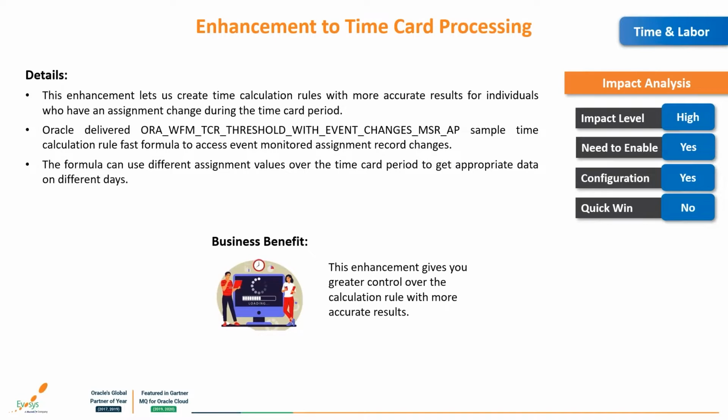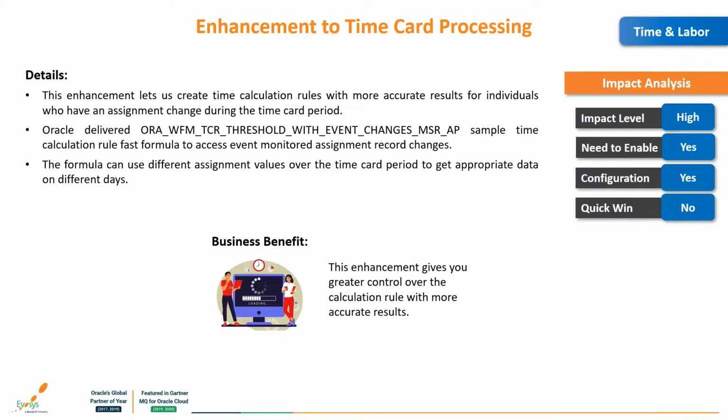The next feature is an enhancement to time card processing. If we have any assignment changes in the time card during the time card period, it was very difficult to actually extract the assignment details and process the time card and the calculation rules. With 22C, Oracle is going to deliver a sample formula with the time calculation rule type, and this formula is going to access all the HR assignment record changes.